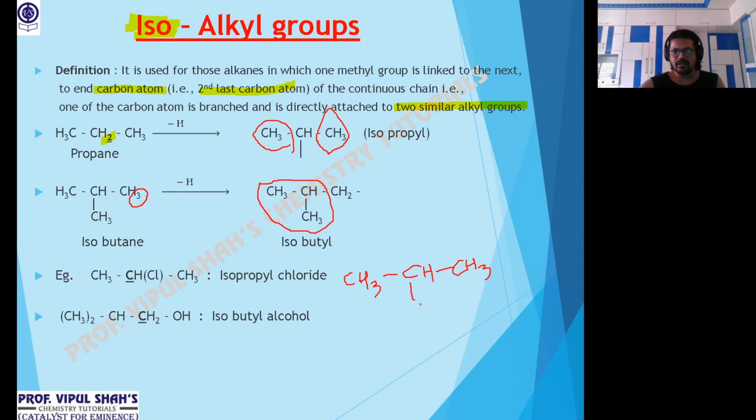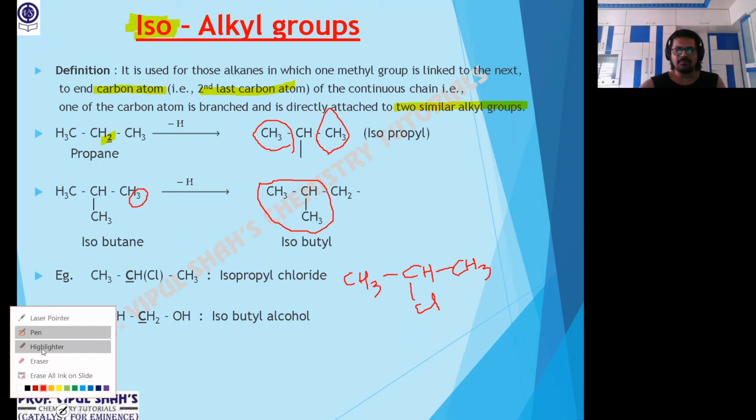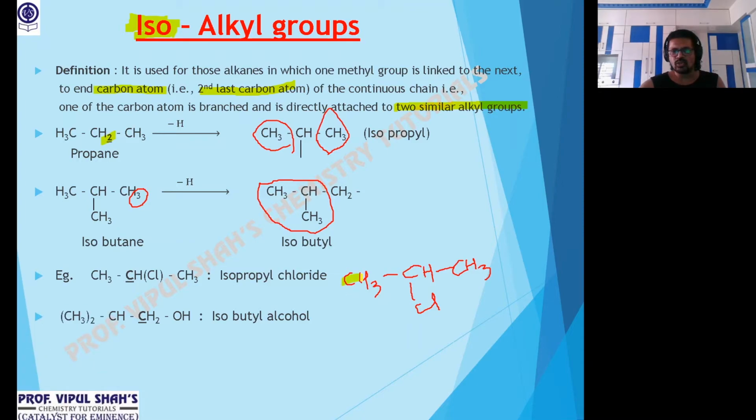And one more we have down there. That is Cl. If you observe, can I say the branch carbon atom is attached to two similar alkyl groups? Here we have two methyl. Yes. And this group is iso. Three carbon atoms, so it's isopropyl, and the functional group is Cl, so it is isopropyl chloride. Yeah. Let's talk with one more example.